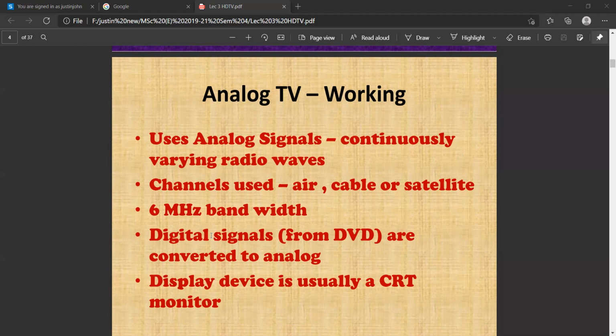Now, analog TV uses 6 megahertz bandwidth. The digital signals are converted into analog before the transmission in the case of analog TV, because it cannot propagate digital signals in the analog system. Now, the display device is usually a CRT monitor, the cathode ray tube television, which was our old TV sets.